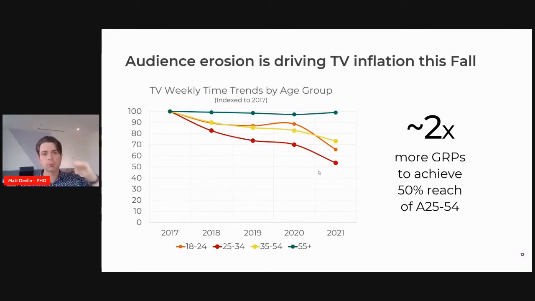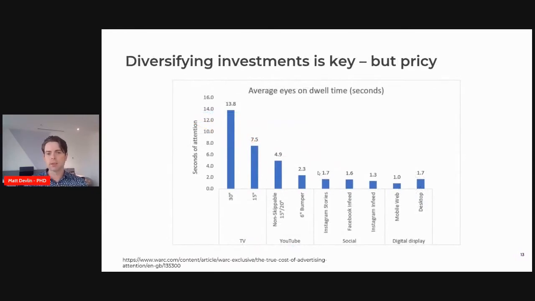One is your cost per points are increasing, and those cost per points are delivering a little bit less reach. The very sensible thing to do is to take some of that TV investment and start to diversify into other channels.